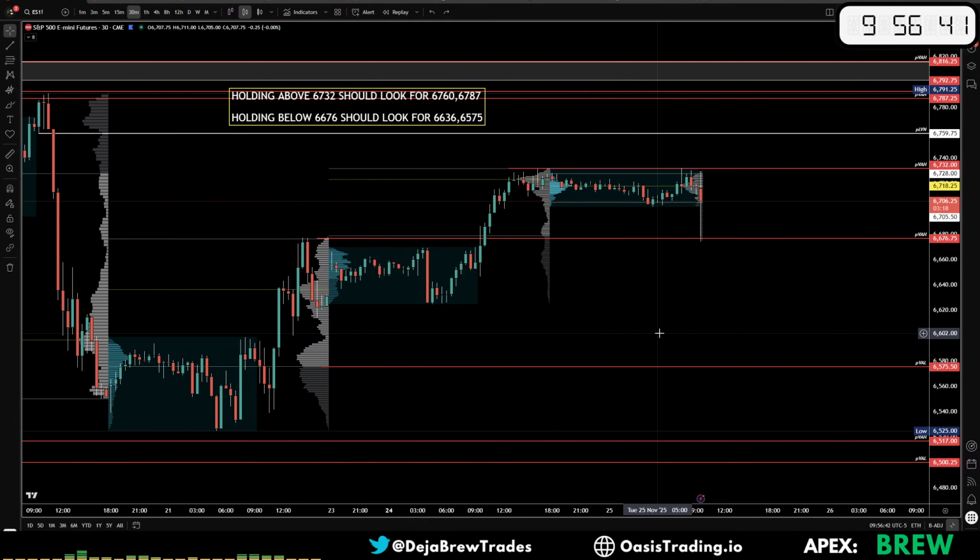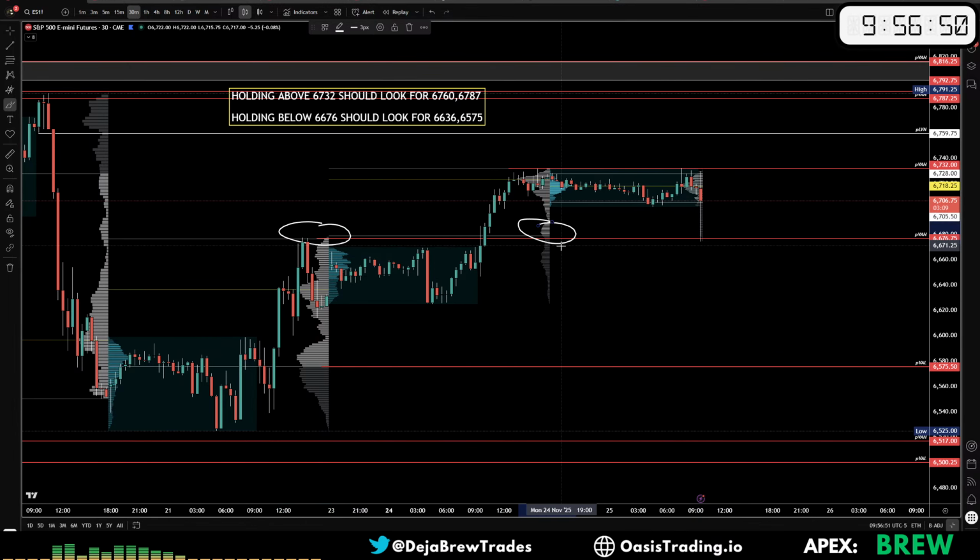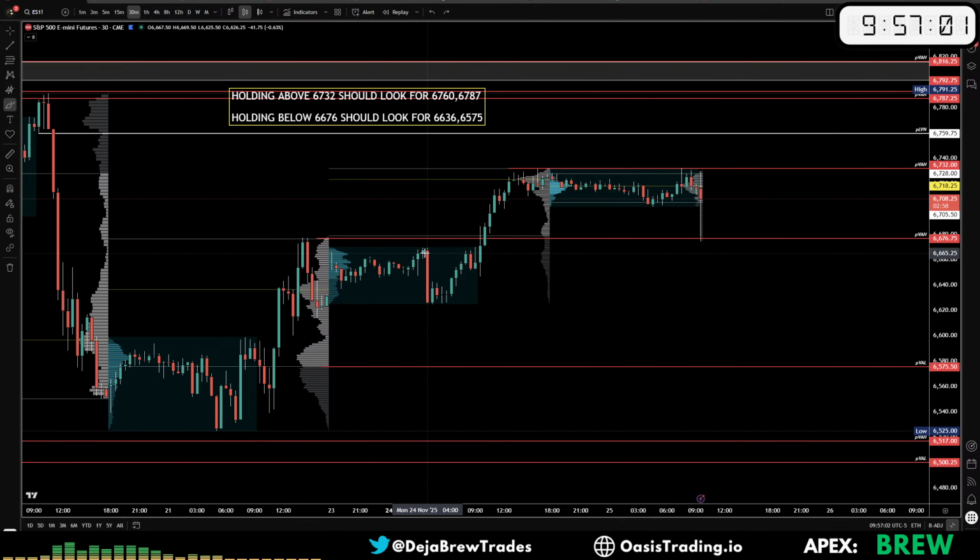Notice where we are bouncing. This is why I mark out all these levels, right? We are bouncing off the value high and the value low, basically the same level. Value low of yesterday, value high of Friday. Damn near to the tick on that value high of Friday.